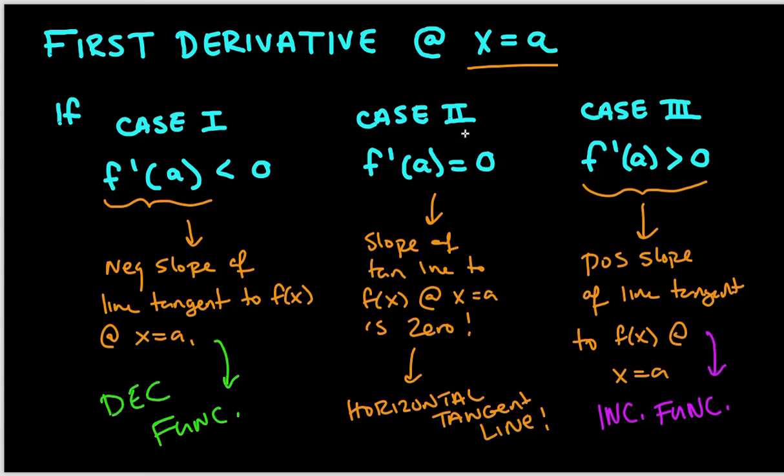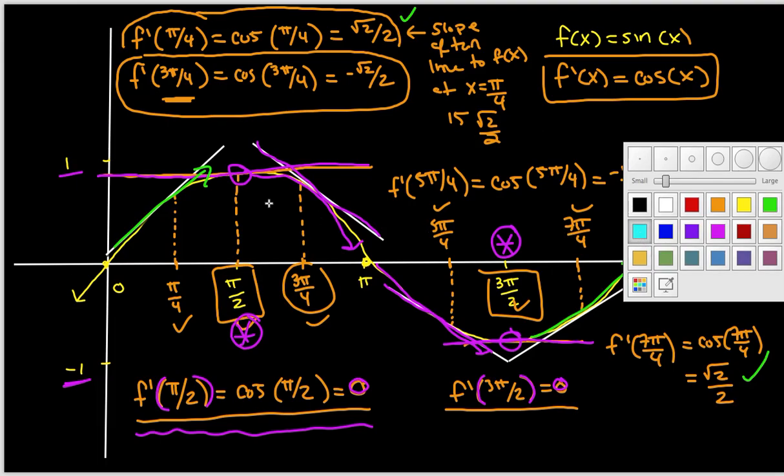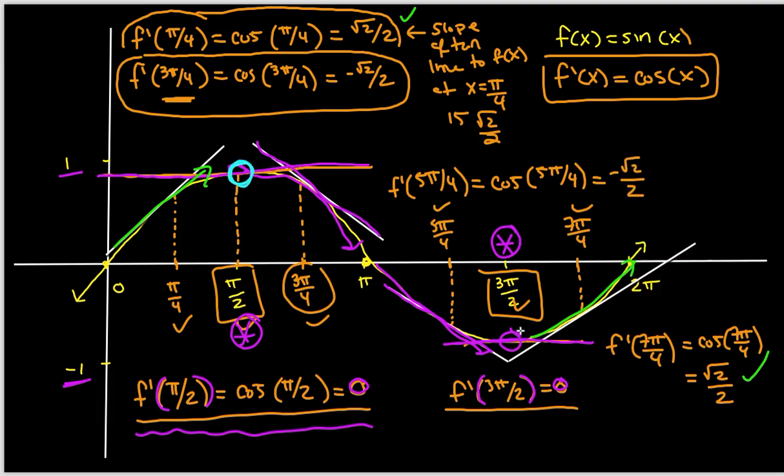Now, when it is 0, what's happening? Well, when it is 0, I should do it in a different color. When it is 0, you're going from green positive to pink negative. Green increasing to pink decreasing. Increasing to decreasing. And you have a maximum value when you're increasing, then decreasing.